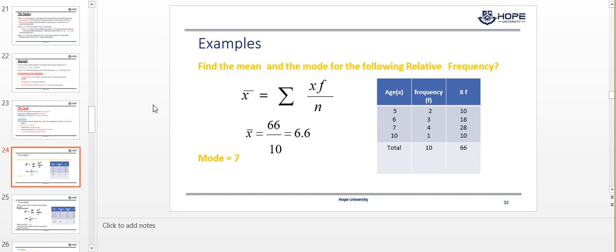In the mode, we directly see that the highest frequency in the data is 28. As you see, it's not 10, it's not 18. The highest number in the data is 28, and the corresponding value is 7. So the mode would be 7.